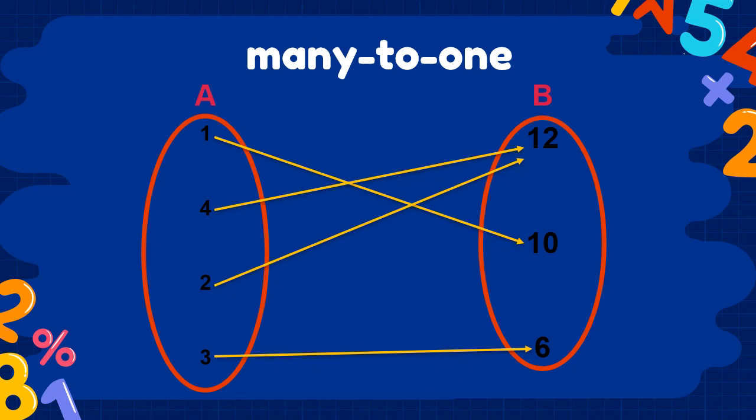So next, we have many-to-one. As you can see, 4 and 2 are factors of 12. As long as the domain, or set A, or the value of x is not repeated, the relation is always a function. So since 1 is not repeated, 4 is not repeated, 2 is not repeated, 3 is not repeated, therefore the relation is a function.